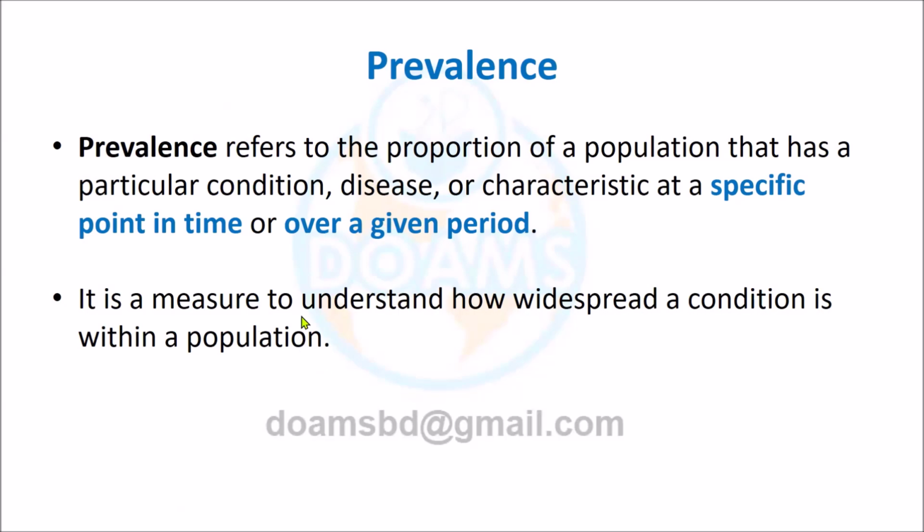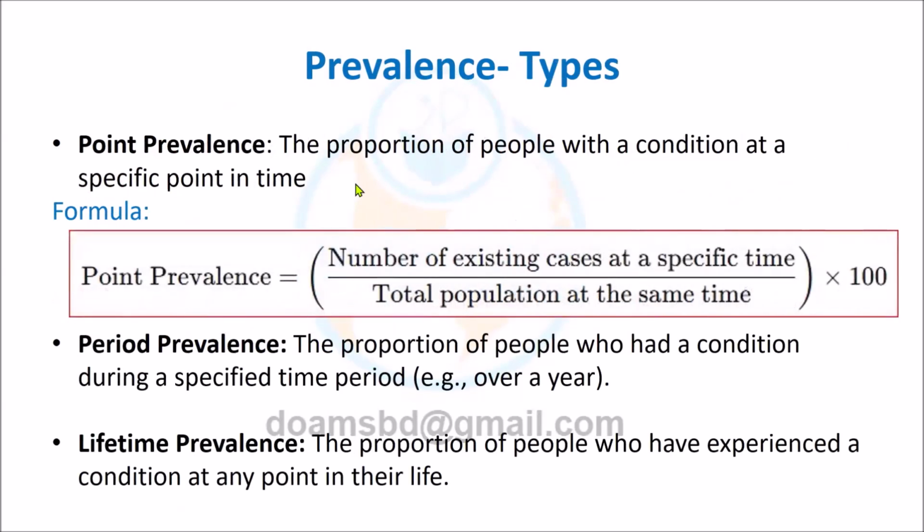It is measured to understand how widespread a condition is within a population. But incidence: suppose usually in one year there are 30% of people having dengue. But in this year, if there is detection of dengue in some new patients, these new patients will be called the incidence of dengue, not the prevalence of dengue.